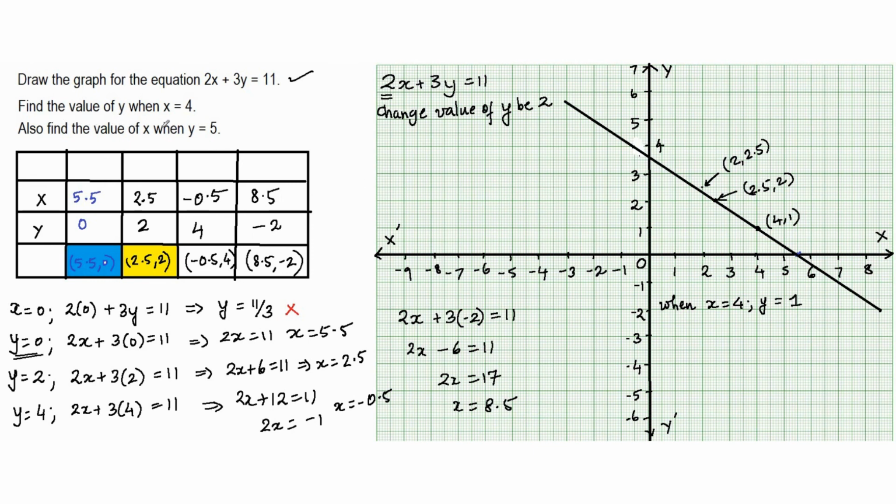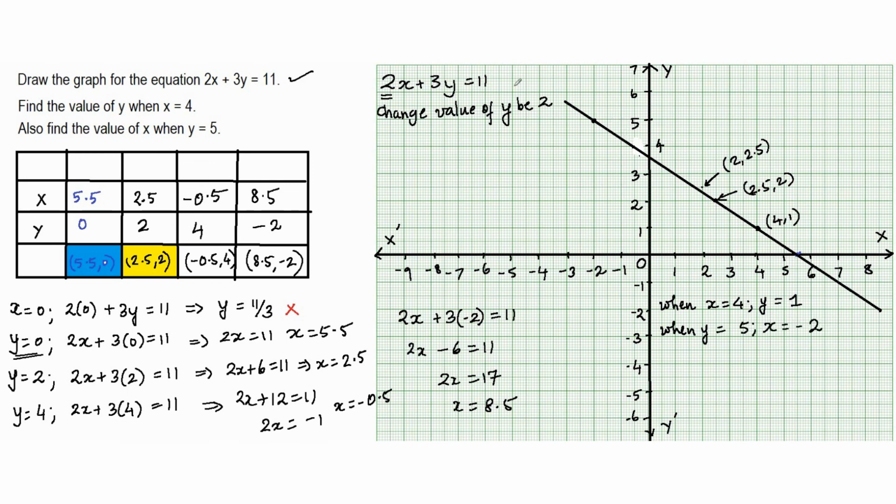Also find the value of x when y equals 5. So y equals 5 is right over here. When y is equal to 5, I am at this particular point on the line. So x is equal to minus 2 when the value of y is 5. So when y is equal to 5, the value of x is minus 2.